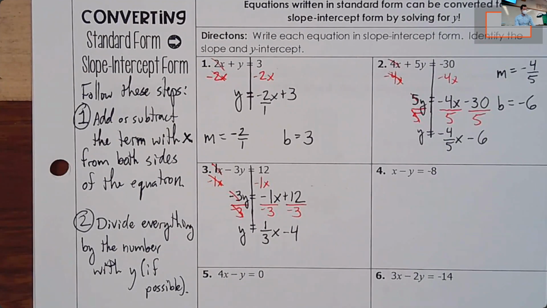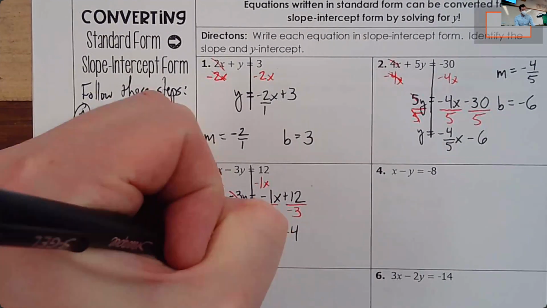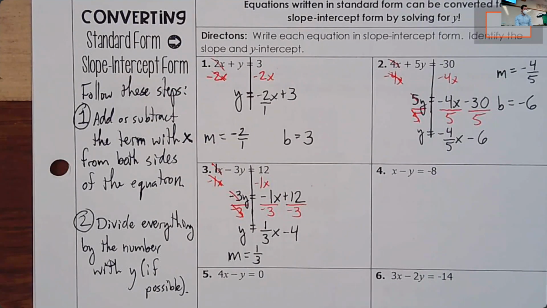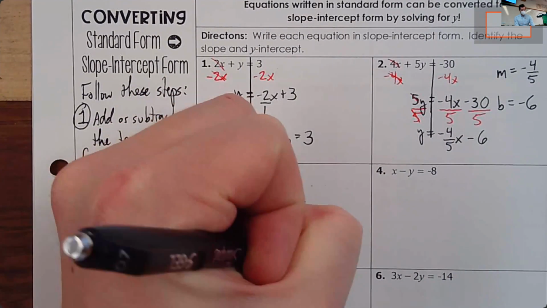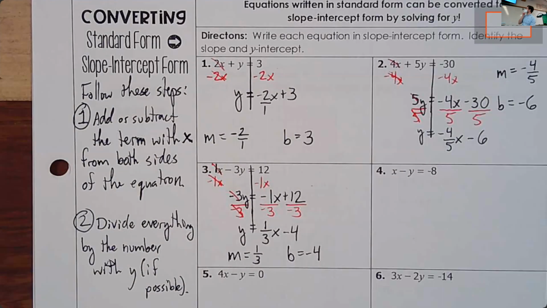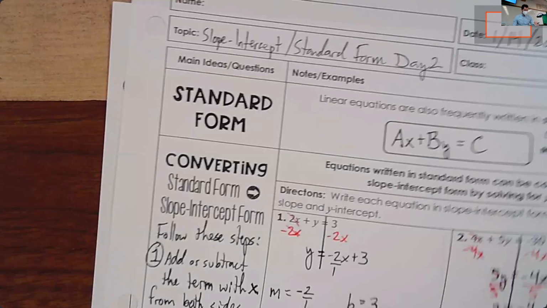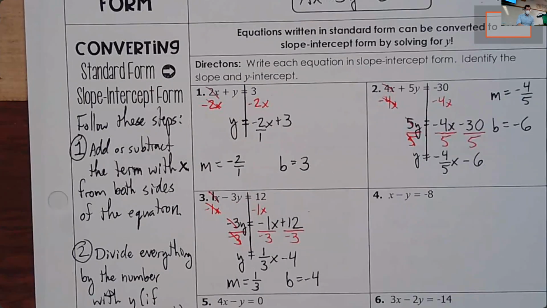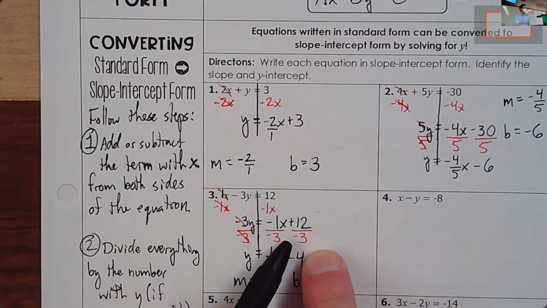The number next to x, 1 over 3, that's my slope. That's my value for m. So m equals 1 over 3, or 1/3. My value of b is the y-intercept, which is the number after x, which is -4. So I've got a slope of 1/3 and a y-intercept of -4. Which one? The 4? Because we took a positive 12 and we divided it by a -3. Yep.